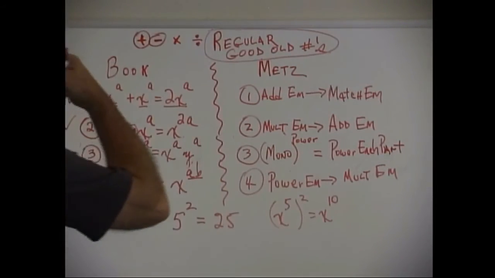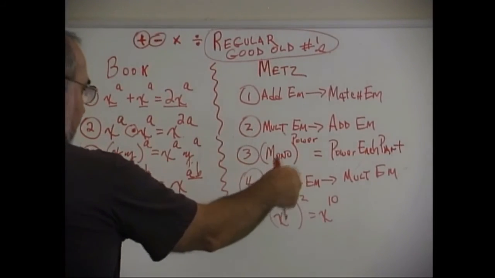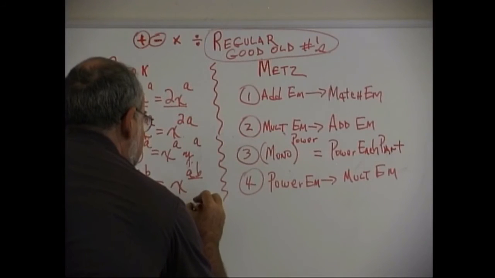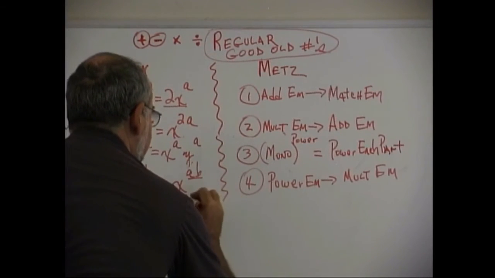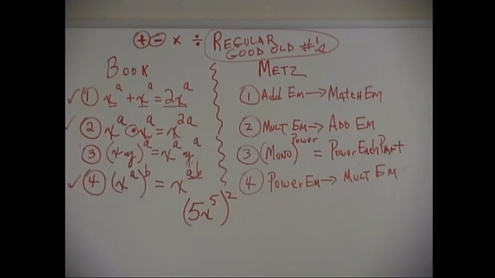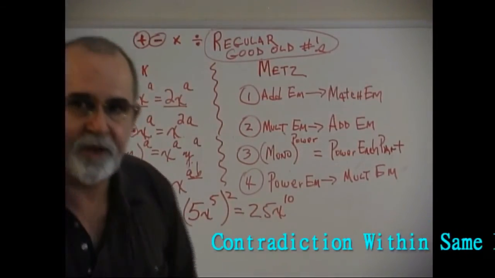Now, let's look at this bottom problem where sometimes 5 squared is 25, and sometimes 5 squared is 10, and let's really put it into a mode where it's easy to get confused. Let's suppose that I ask you to do 5x to the 5th, and I ask you to square that. Now, how do you do that? Well, the third rule says that, look, we got a monomial here, and we're raising it to a power. How do you do that? Well, you got to raise each part to the 2nd power. So I got to take this 5 and square it, and I got to take this x to the 5th and square it. So when you're doing that, the answer is 25x to the 10th.